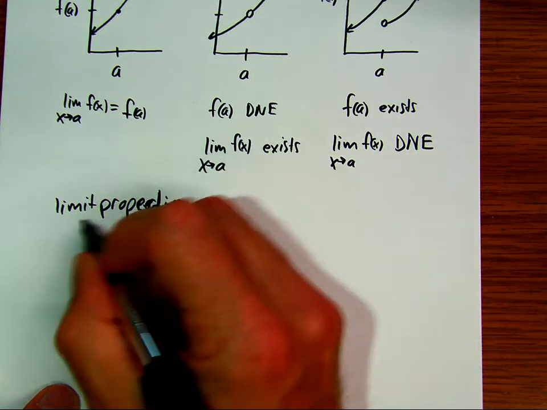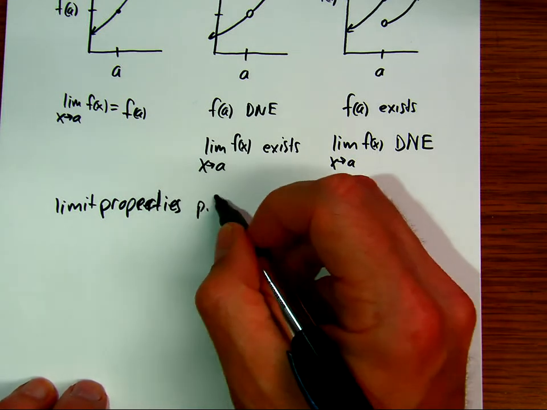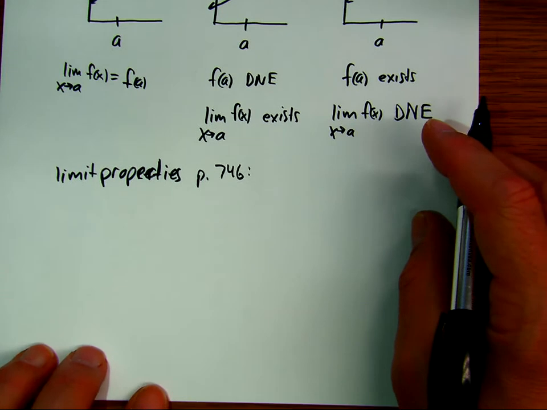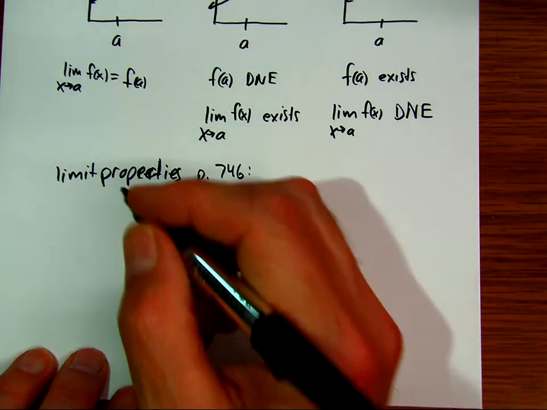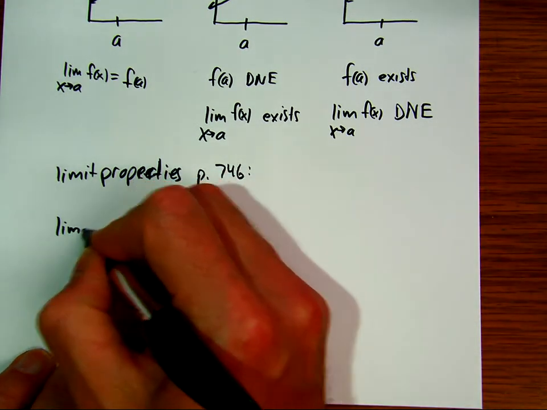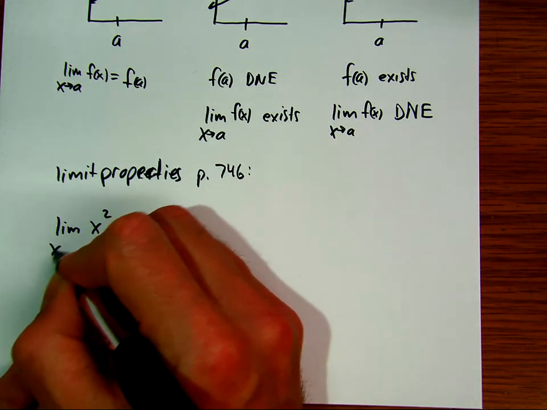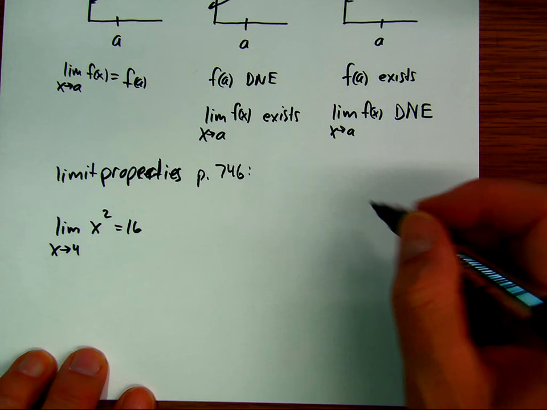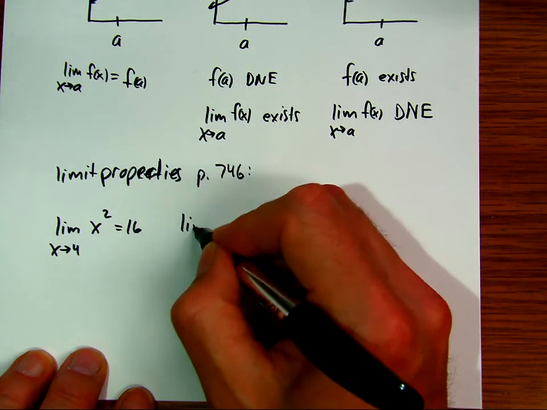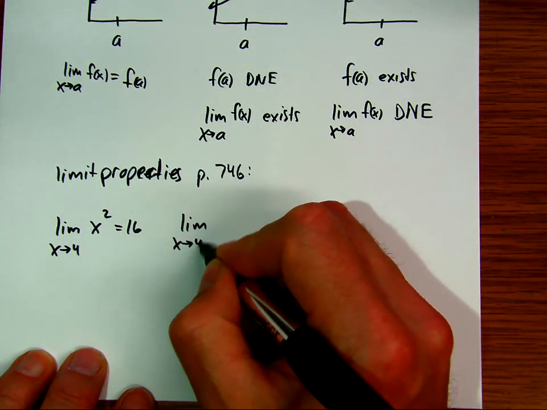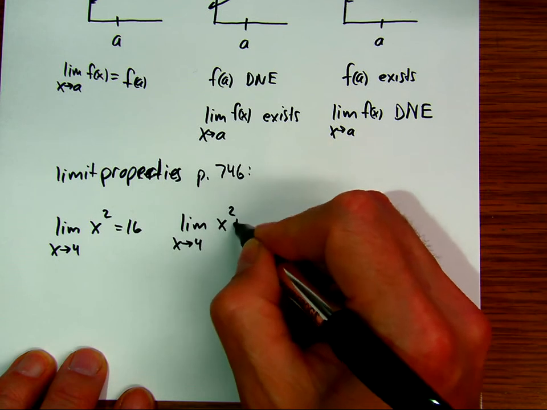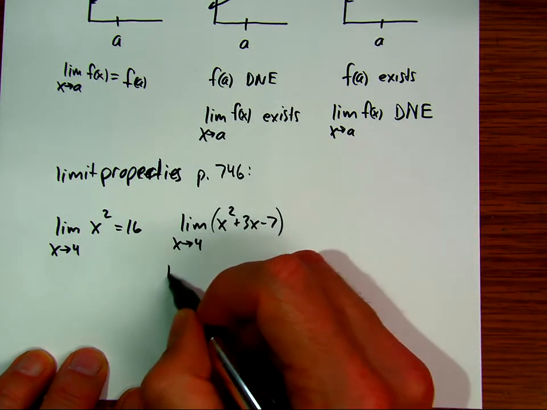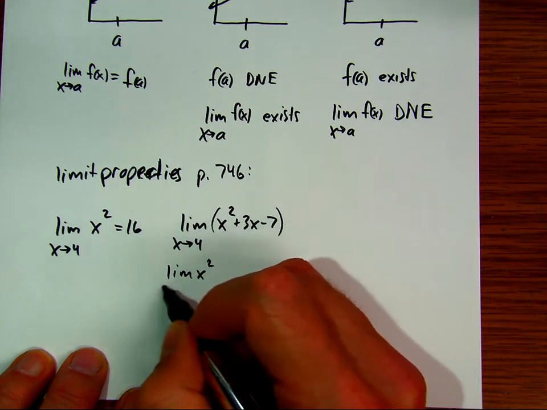Limit properties. They're on page 746 with the formal notation. Let's just look at some of the big ideas. If you have the limit of a function as x goes to 4, you just put a 4 in there, and that's the limit. If we have the limit as x goes to 4 of a polynomial, the properties of limits allow you just to look at the limit of each part or each term.